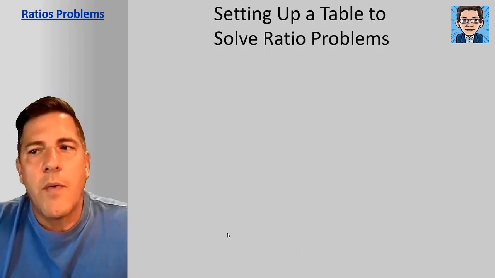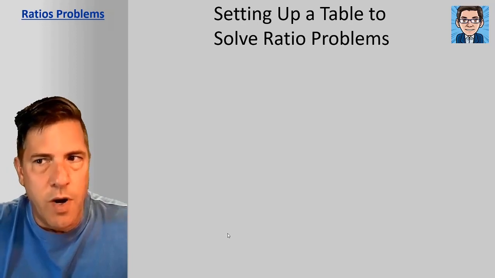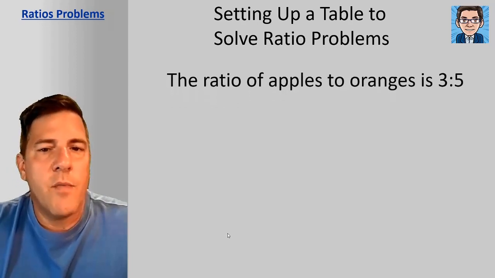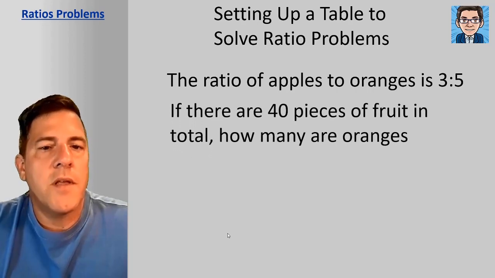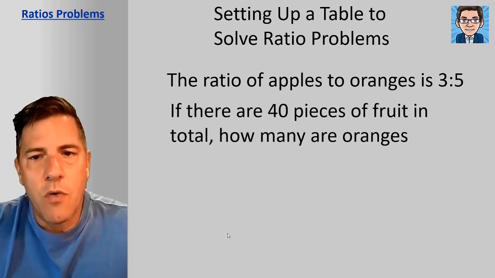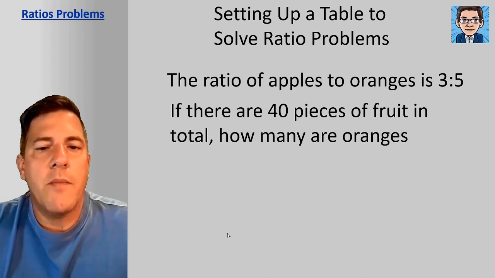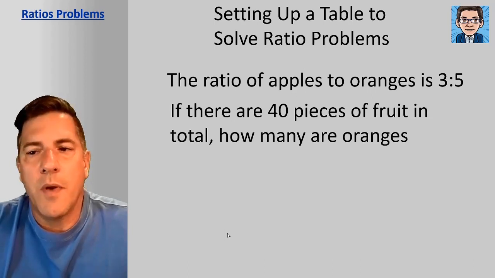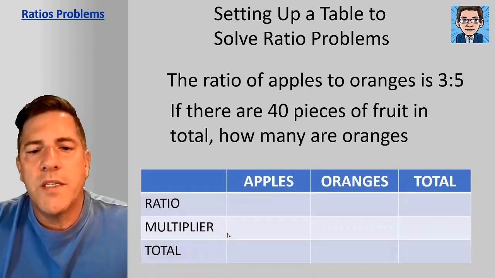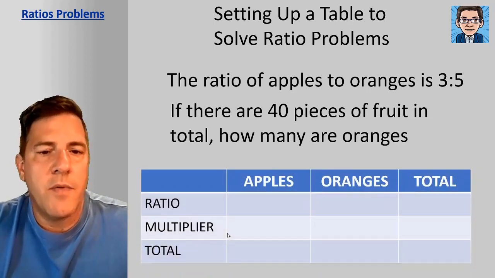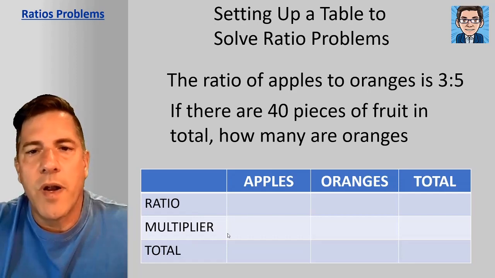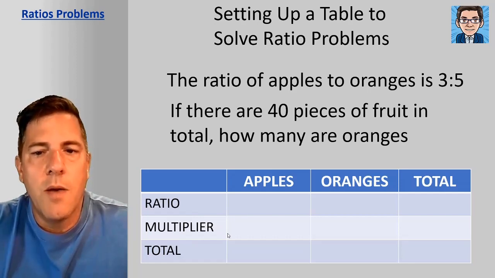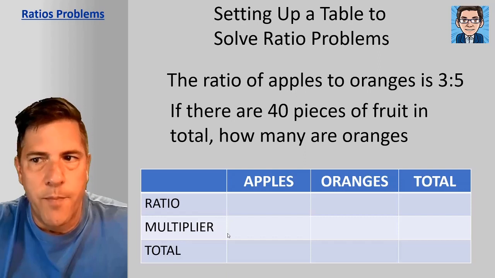So now let's take a look at how we would set up a table to solve a ratio problem. Let's go back to that same ratio of apples to oranges. It's 3 to 5. And if the problem is there's 40 pieces of fruit in total with that ratio, how many pieces of the total fruit are going to be oranges? So we're going to set up a table. The top line of the table is going to be the ratio. The second line is going to be the multiplier. And then the third line is going to be our total. And in the columns, we're going to have the 2 things that we have the ratios for, but then we're also going to include a total column as well.